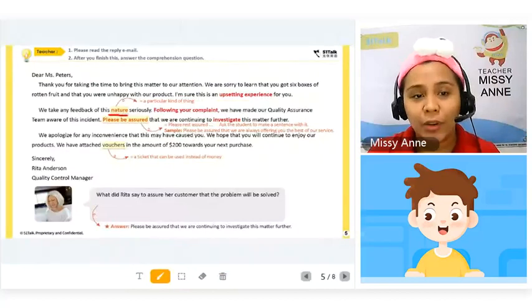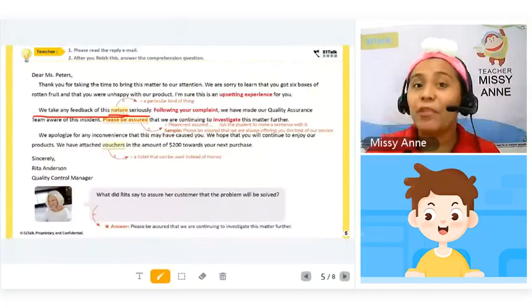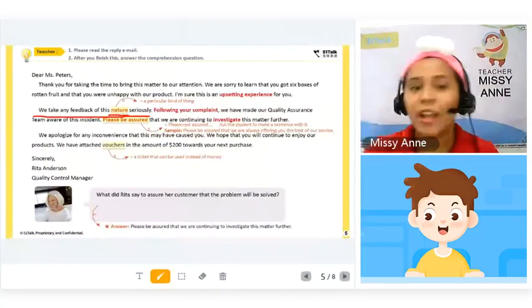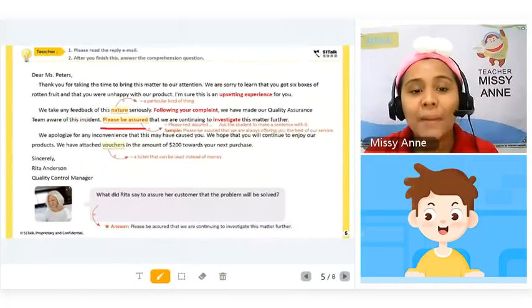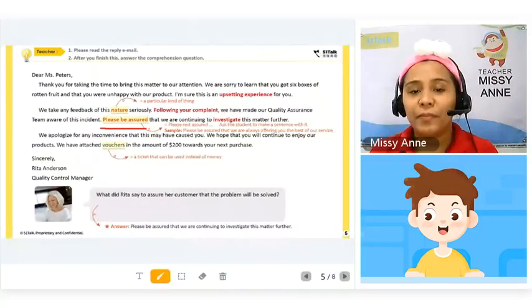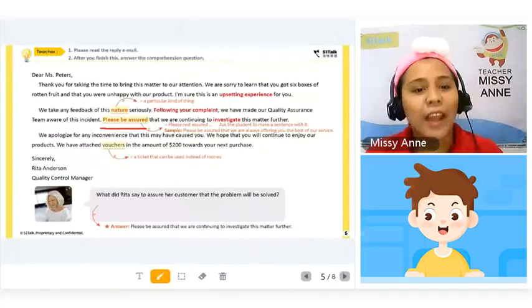Okay, now let's have a look at our keywords in this page. So nature. Based on this sentence, what do you think nature means? Nature means some kind of thing. Yeah. Very good, very good. How about when Rita used the phrase "please be assured"? Please be assured means make sure to fix the problem as soon as possible. Very good, Fiona. And how about vouchers?